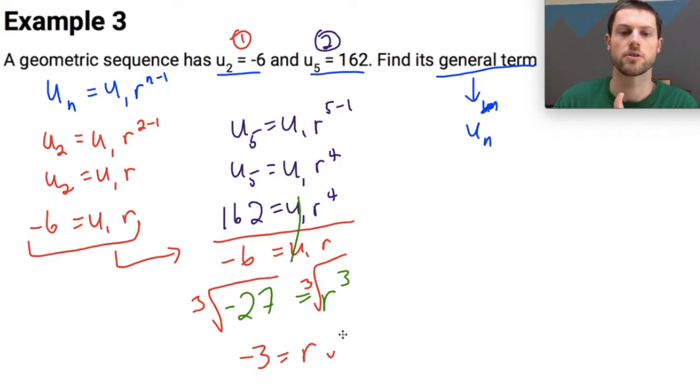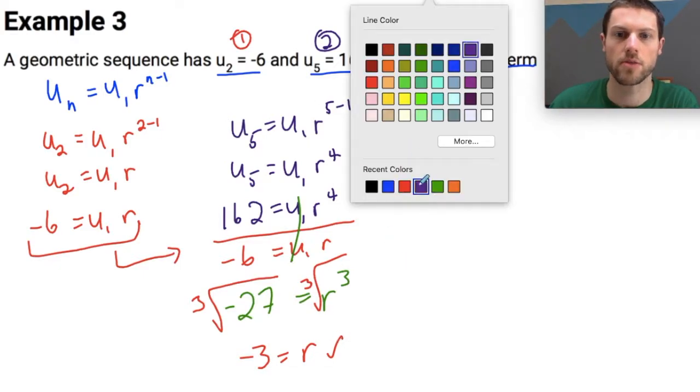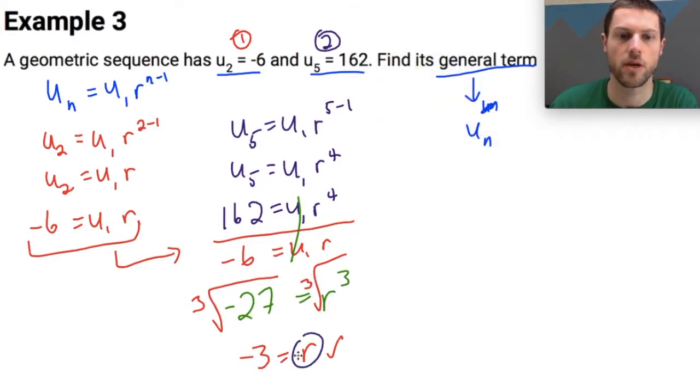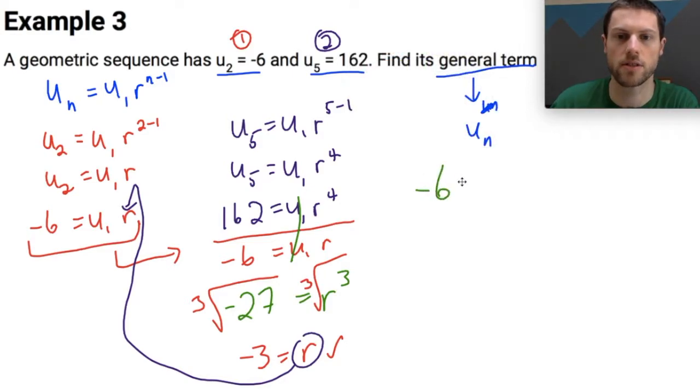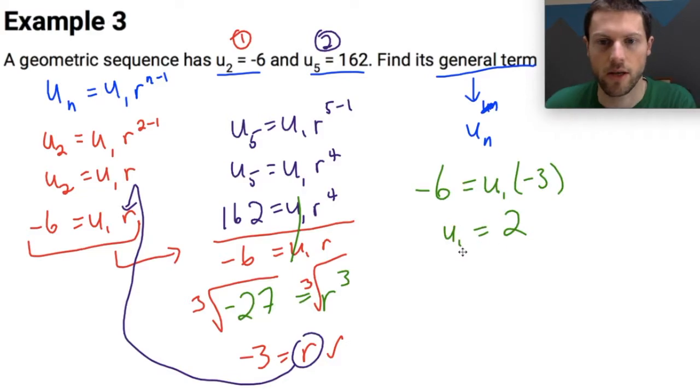So this is big. Now that I have an r, I need to find what my U sub 1 term is. So we're going to take that r and plug it back into one of my equations. Let's plug it into this equation right here. Negative 6 is going to equal U sub 1 times r, and we said r is equal to negative 3. Now I can solve for U sub 1. I divide both sides by negative 3, and I get U sub 1 equals positive 2.